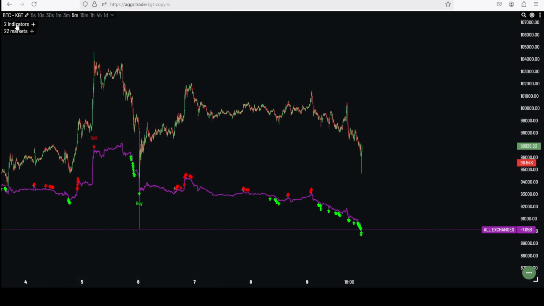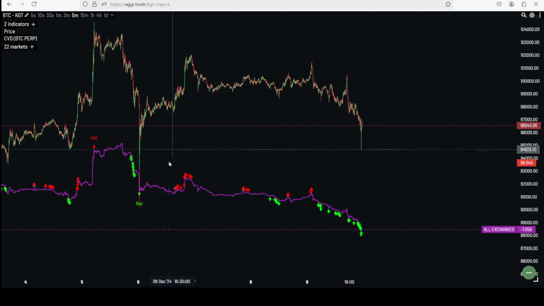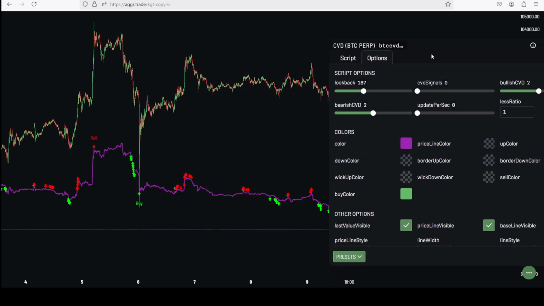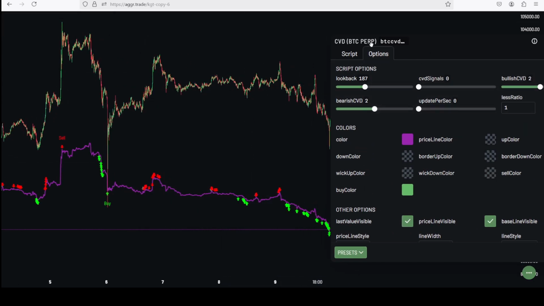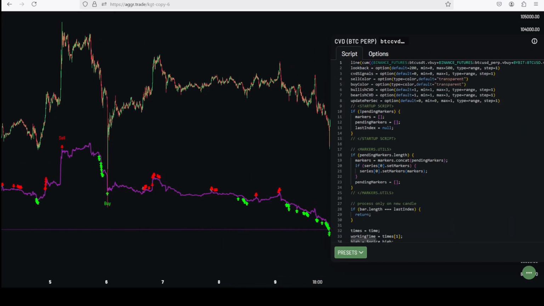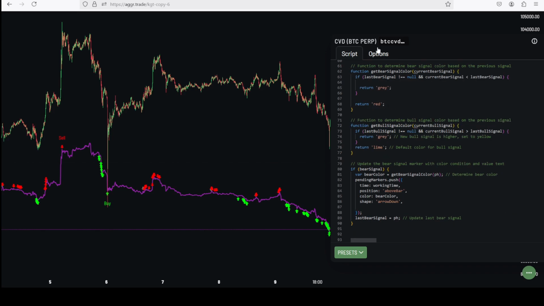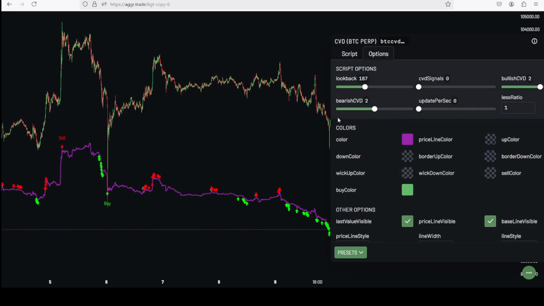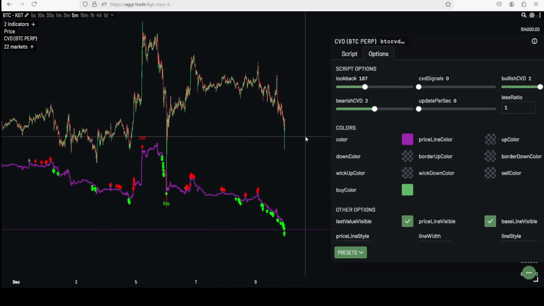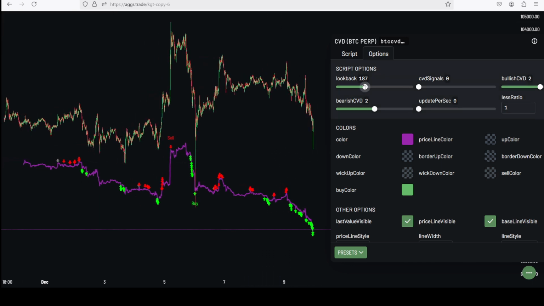Now, how do we get to the settings of this indicator? By clicking here on the indicators. You will find one for the price, which is actually the price candles, which is considered an indicator as well, and the CVD, where you will find the CVD code that I have been working on in the script. And you can see this is the script, this is the whole code, and where you can find those settings for the indicator.